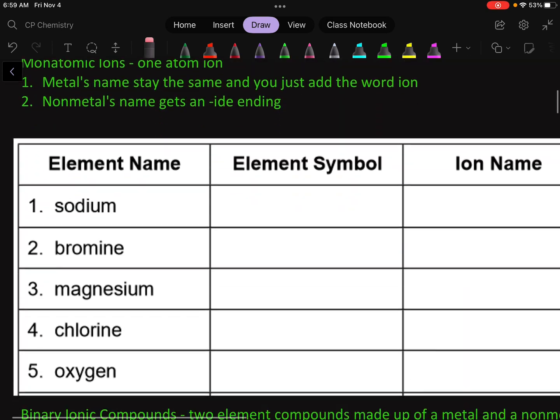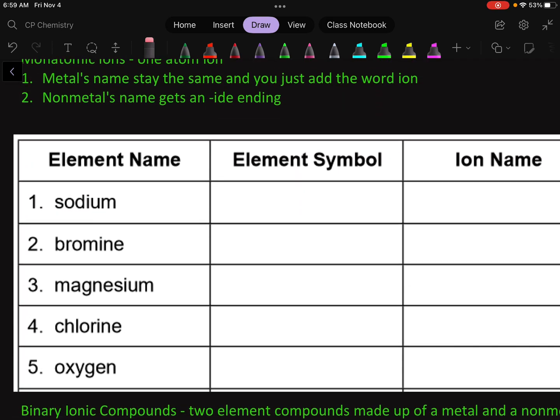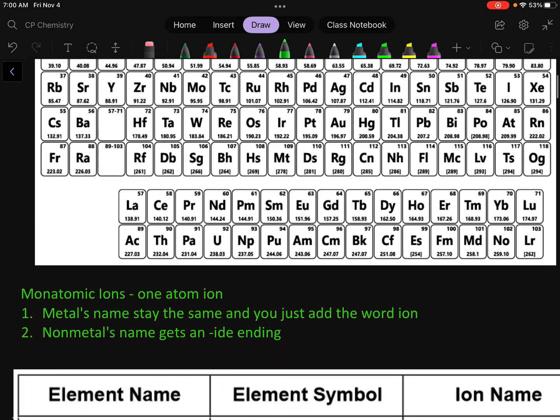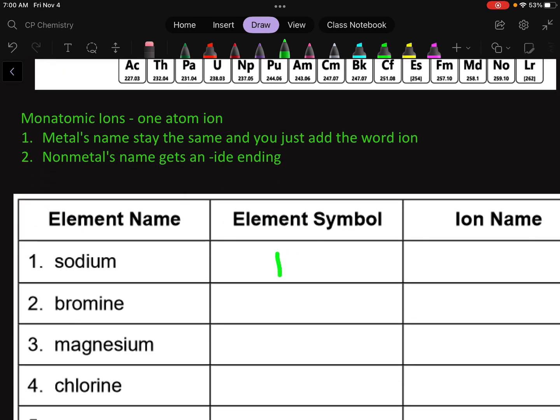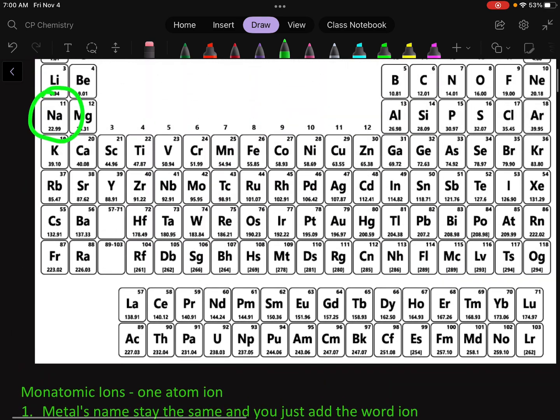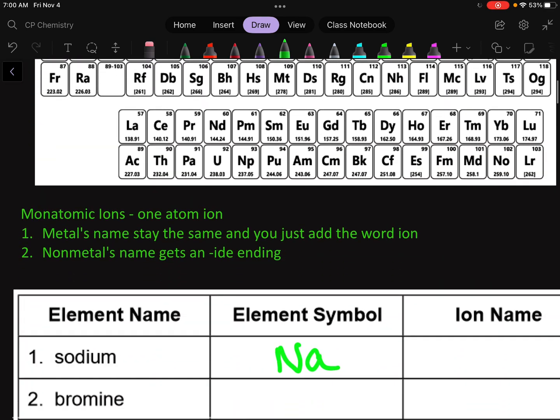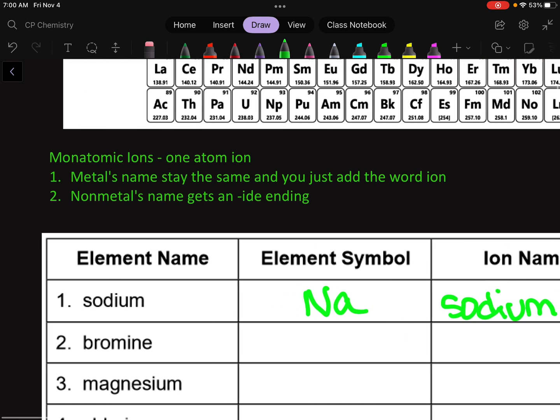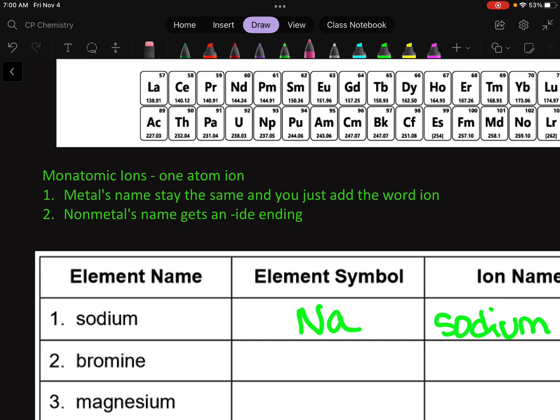Okay, so when we start with this, sodium on the periodic table is Na, and it's right here. So it is a metal, and its element symbol is Na, and it has one valence electron because it's in group 1, so it's going to lose it and become a +1 charge. That is actually the ion formula. And the ion name, since it is a metal, the name stays the same, so it's sodium, and then you just slap ion behind it.